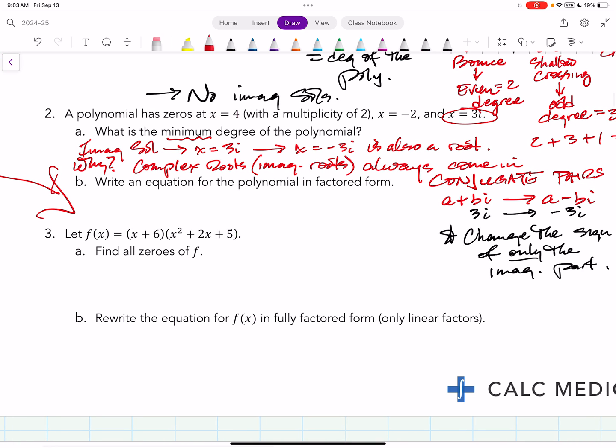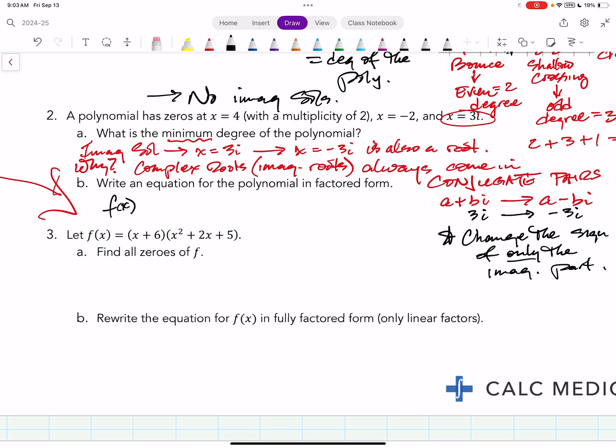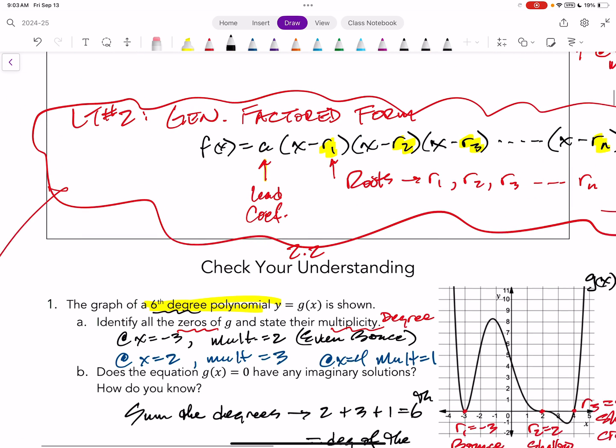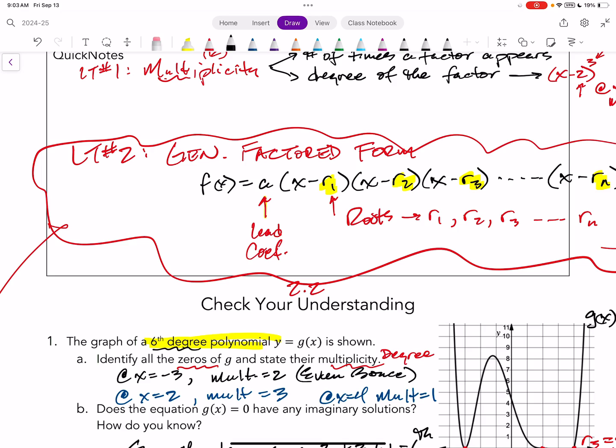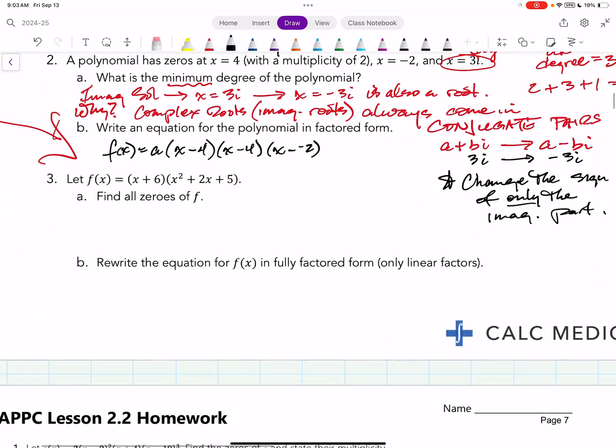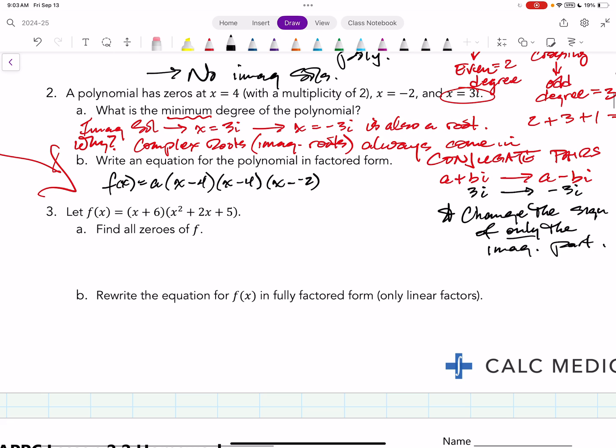We've got the roots, and let's write it here. So f of x is going to be equal to some lead coefficient a, times x minus 4. It says a multiplicity of 2, so times x minus 4 again. It's a double root. Times x minus a negative 2. You always subtract the root. If you look at the form, it says x minus r1 times x minus r2, etc. It's always a subtraction, and then you simplify the result when you're done. I'll simplify that when we're done. And then x minus 3i times x minus a negative 3i.